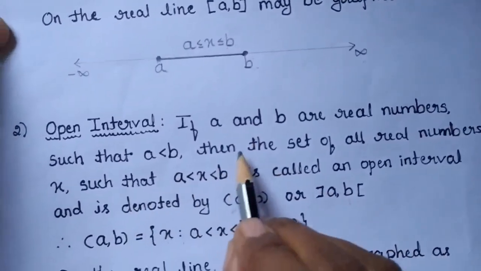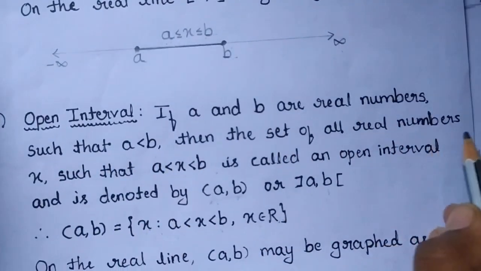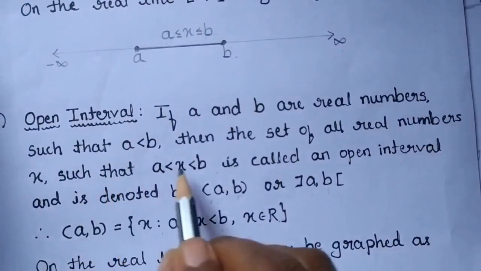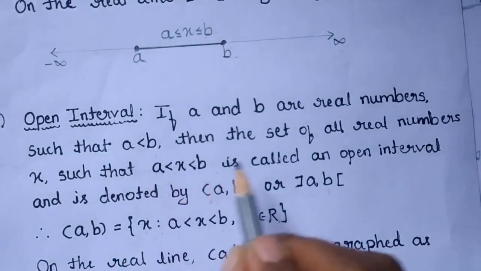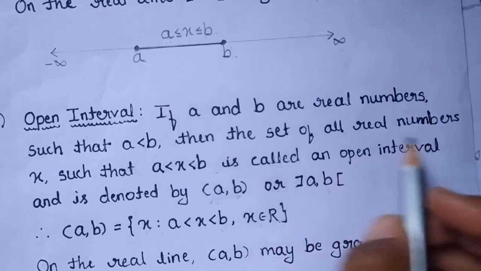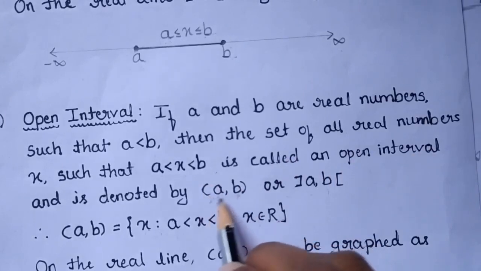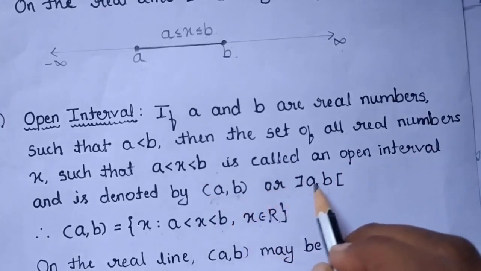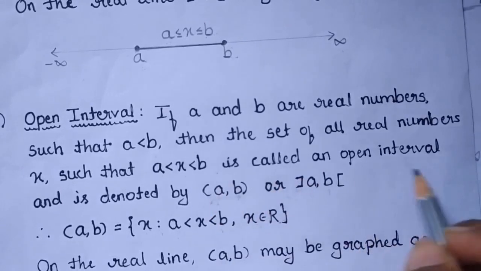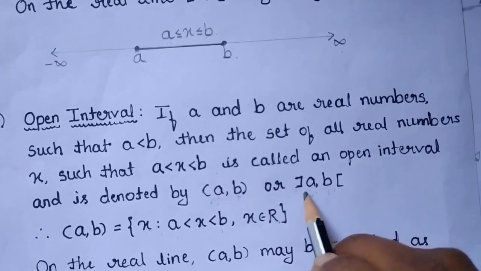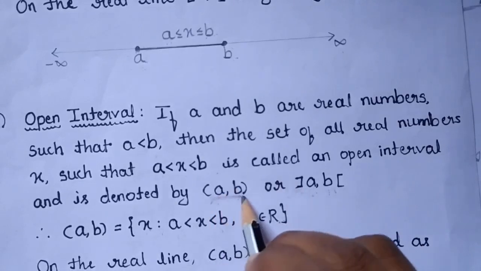For open interval, if a and b are real numbers such that a less than b, then the set of all real numbers x such that x greater than a, less than b, not including a and b, is called an open interval and is denoted by round bracket a comma b. We read it as open interval a comma b. In some books, it is also denoted as square brackets open towards the outside of the numbers a and b. This is also called an open interval, but usually we use this notation.